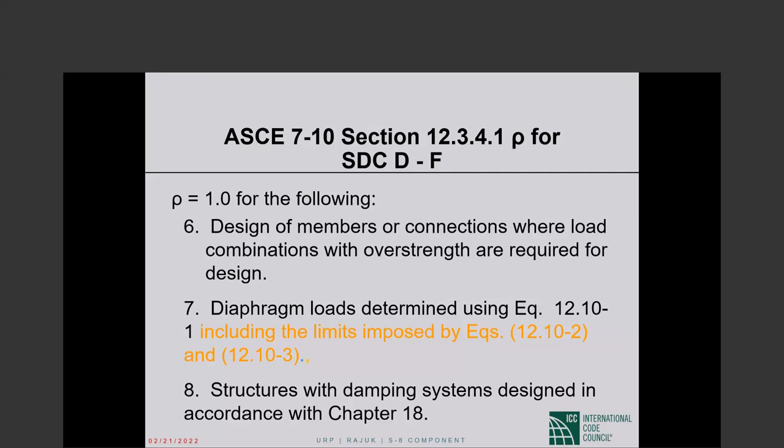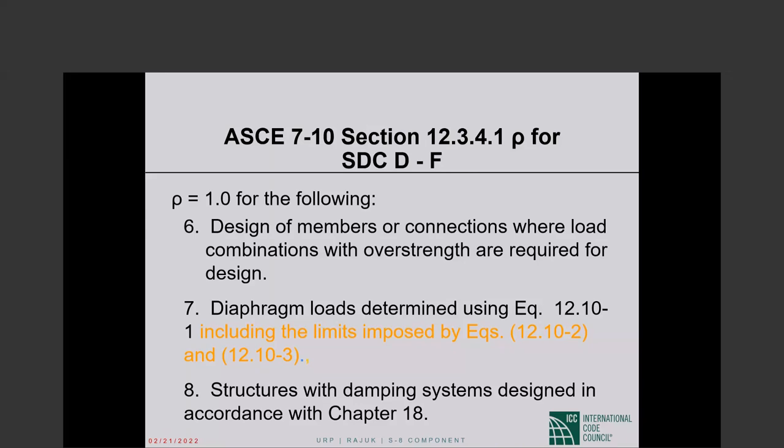Diaphragm loads, diaphragm design forces that we will discuss later today. There are inertia forces that are generated in the diaphragm in an earthquake. And then there are transfer forces, where we'll get into that. Rho for the inertia forces is equal to 1. For the transfer forces, it is what it is. It can be 1, can be 1.3.